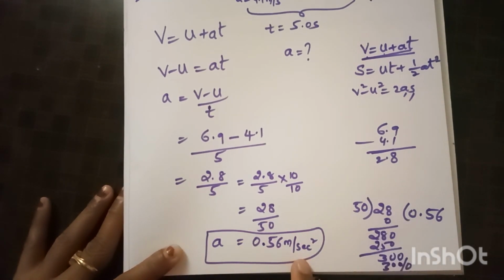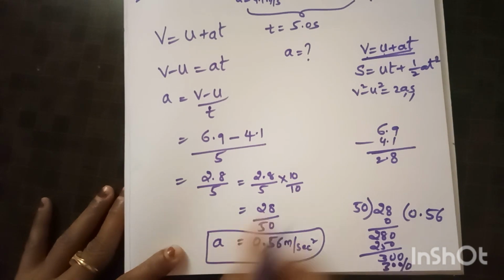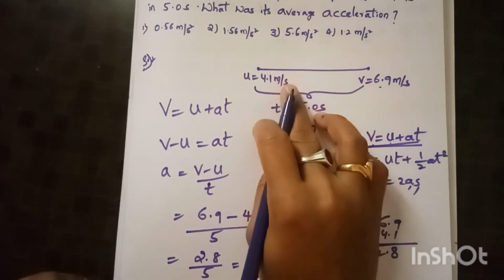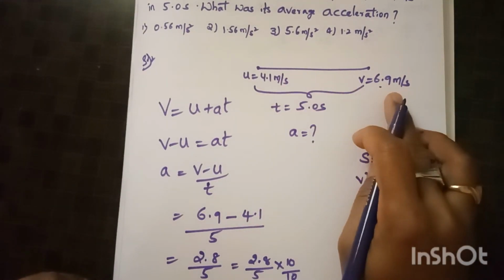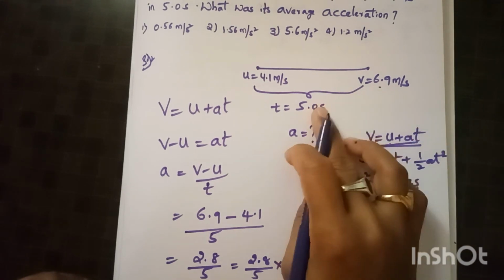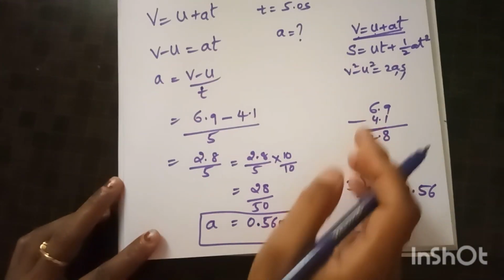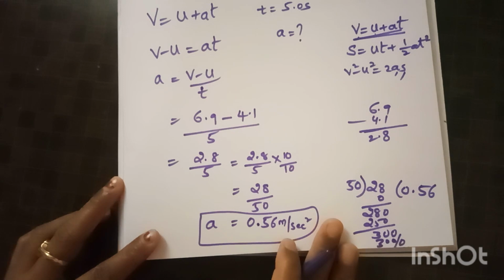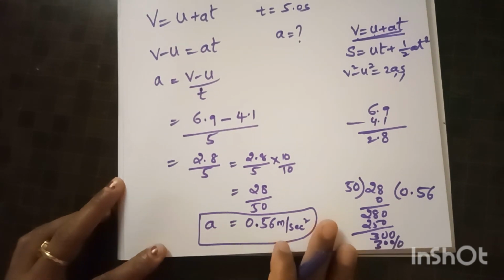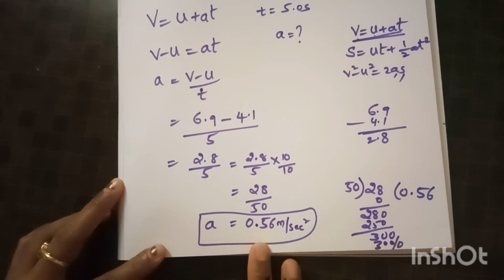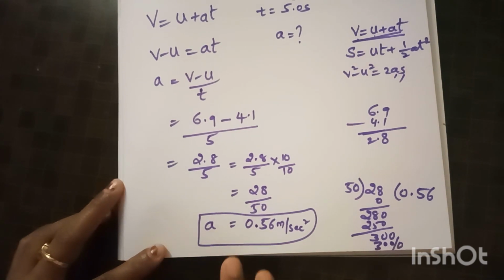0.56 meter per second square is the acceleration of the car moving with initial velocity 4.1 to the speed of 6.9 in a time of 5 seconds. So in this way you have to calculate when two velocities and one time are given. This is the way to calculate the acceleration. If you have any doubts, please comment in the comment box.